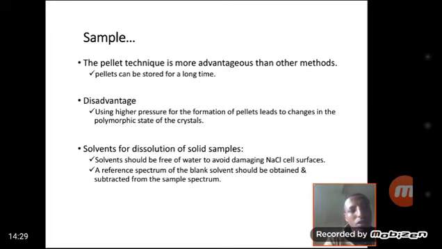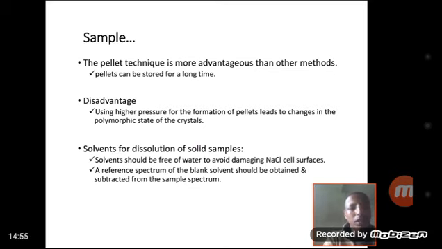Solvent for dissolution of solid samples should be free of water to avoid damaging the sodium chloride cell surface, because sodium chloride is soluble in water, and when the solvent is water soluble or has water content, it damages the sodium chloride or potassium bromide sample holder.